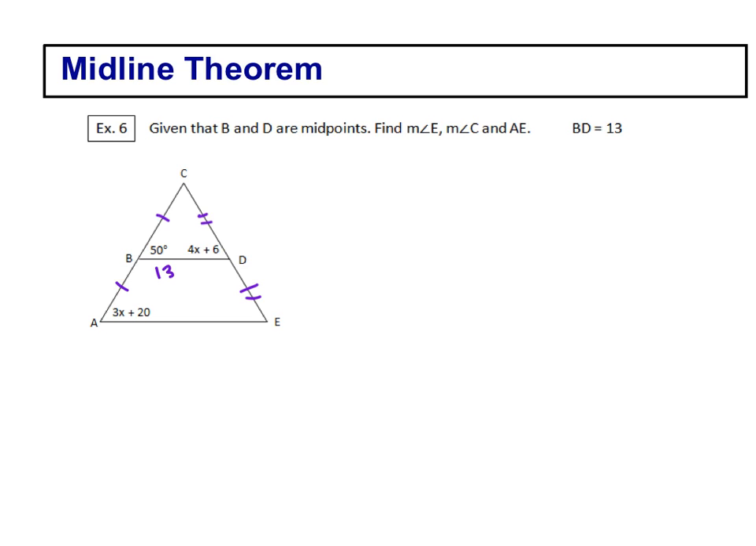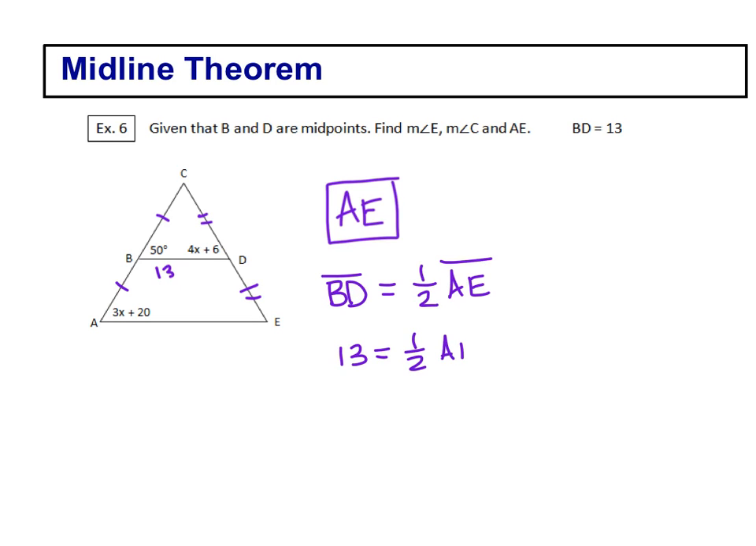So BD is 13. I think that finding AE is going to be the fastest one. If you remember, your midline is half the length of your base right here. So what that would look like is we would say BD, our midline, is equal to half of the length of AE. And we know that BD is 13, so we have 13 is equal to half of AE.